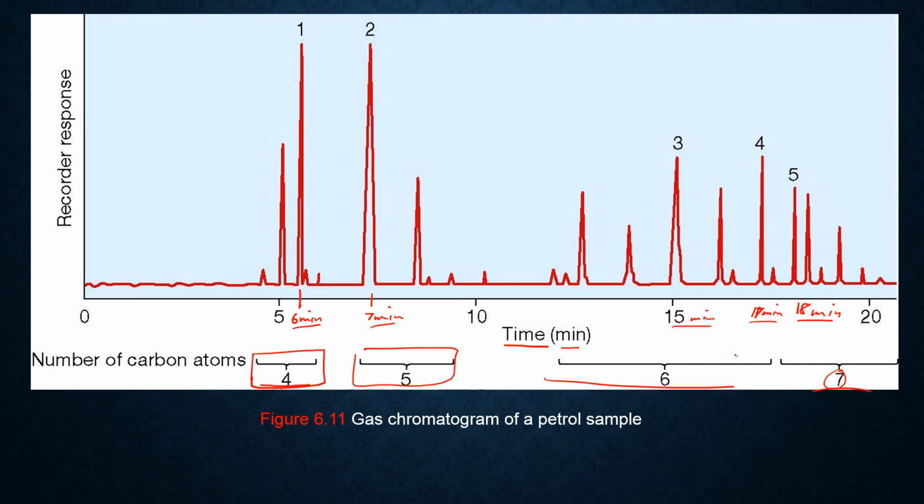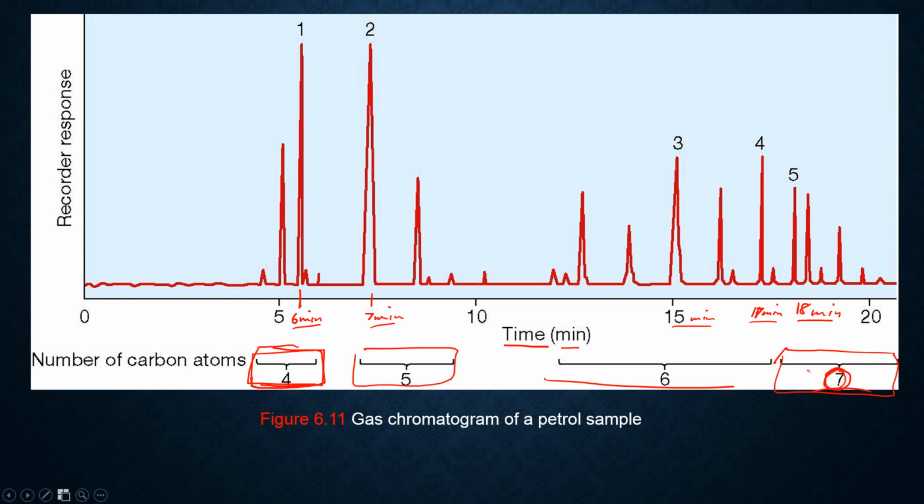And the reason why the 4 carbon hydrocarbons are being eluted first and the 7 carbon hydrocarbons are being eluted last is most likely due to the hydrophobic nature of the column. So the column's most likely hydrophobic or non-polar, if you like. So the bigger the carbon backbone, the more non-polar that hydrocarbon is.